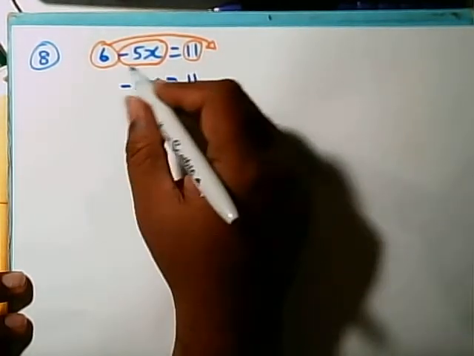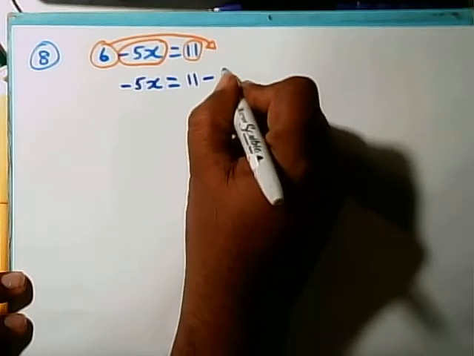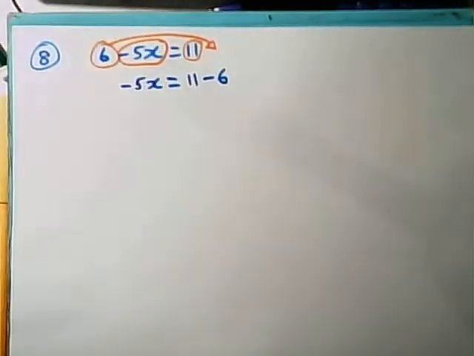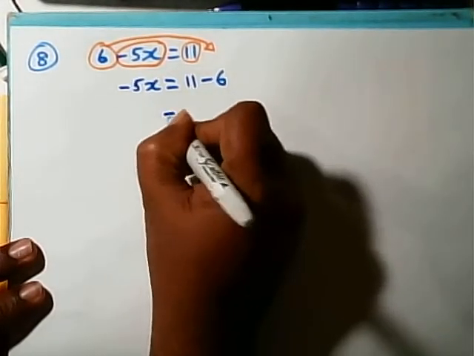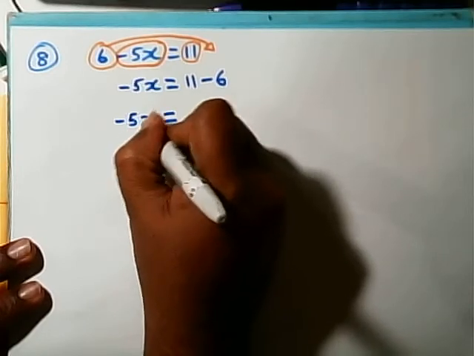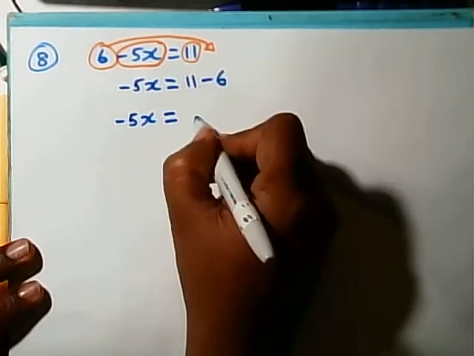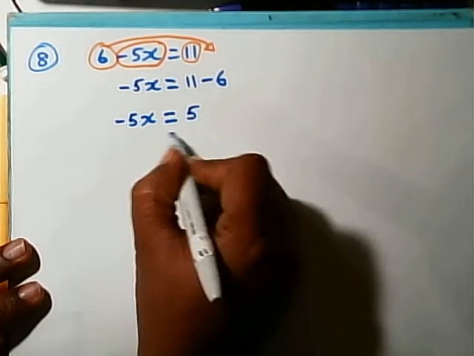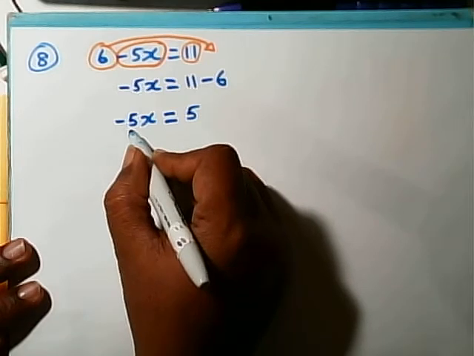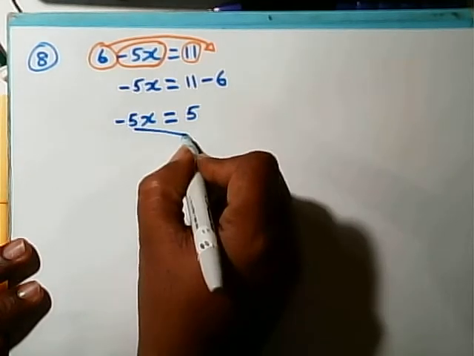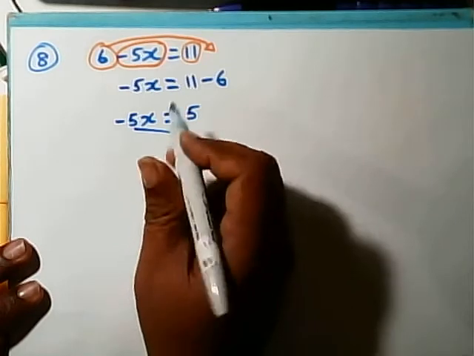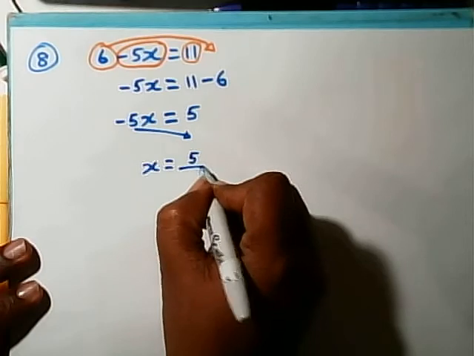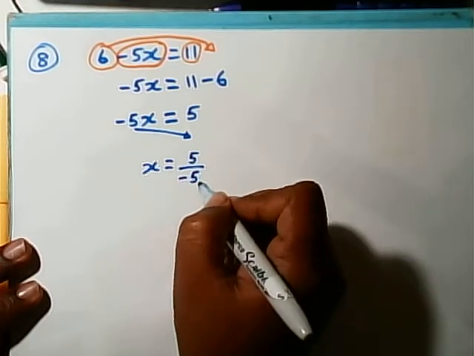Still have 11 here. Now the 6 is a negative 6 because it changed sign from a positive 6 to a negative 6. Minus 5x is equal to 11 take away 6, which is 5. Now we cross multiply the minus 5 below here. The minus 5 cross multiplies across here. We have x is equal to 5 over minus 5.